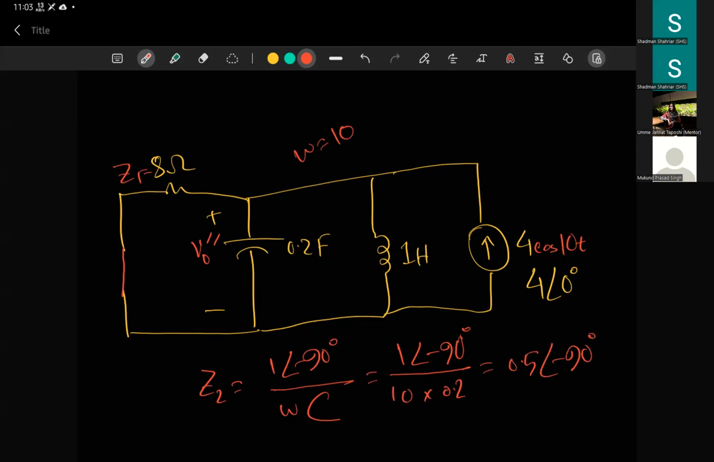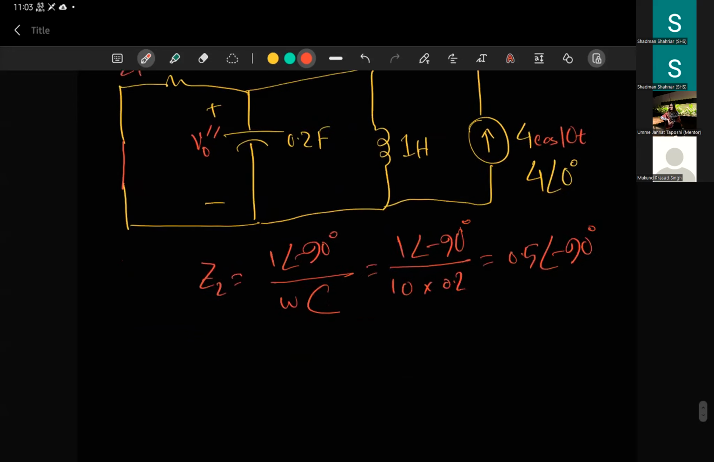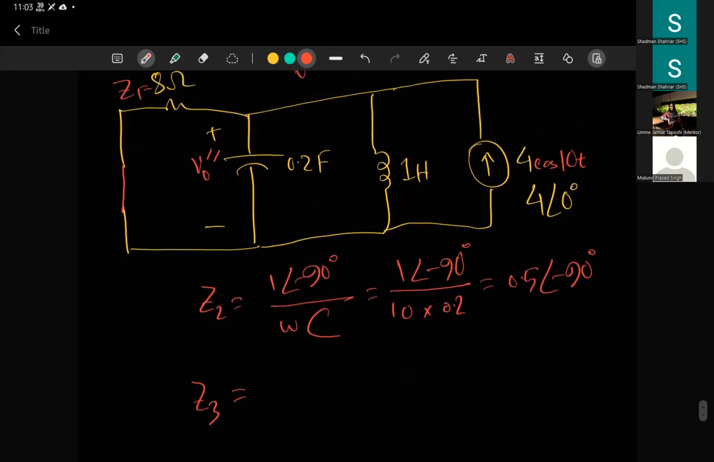So your Z2 has changed from the previous value. It was 1 angle minus 90 before. So remember, you have to recalculate your Zs. For the inductor, you also have to recalculate that because you have omega here. 10 times the value of inductance, which is 1 angle 90 degree, gives you 10 angle 90 degree.